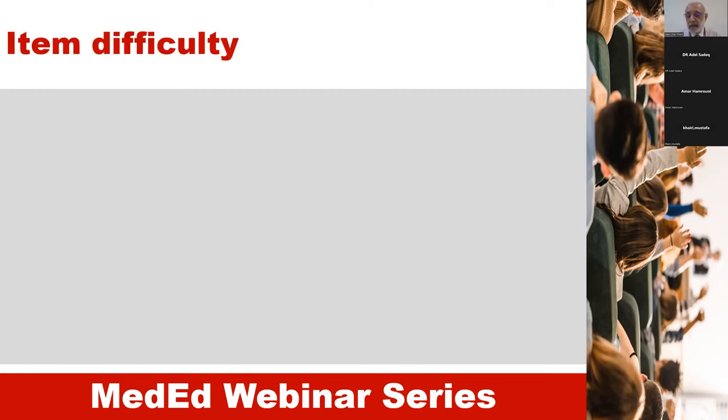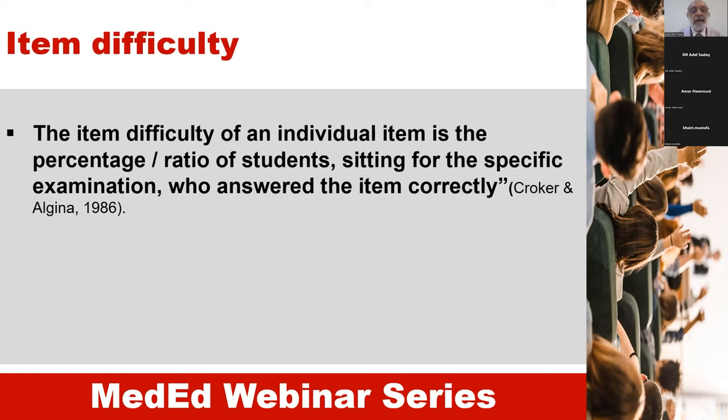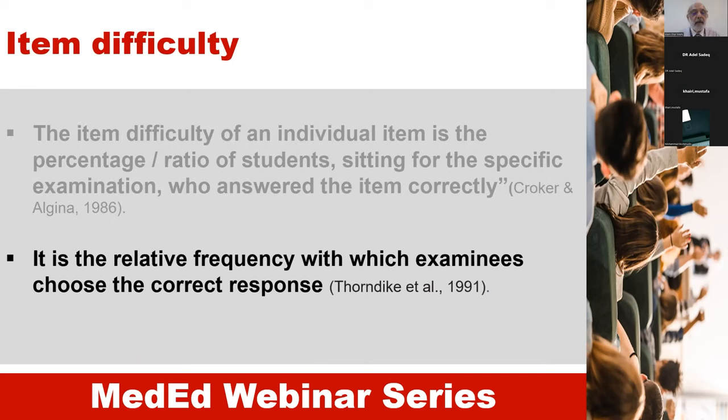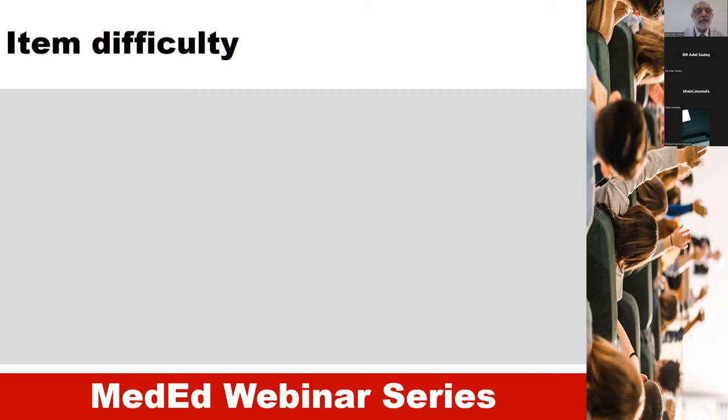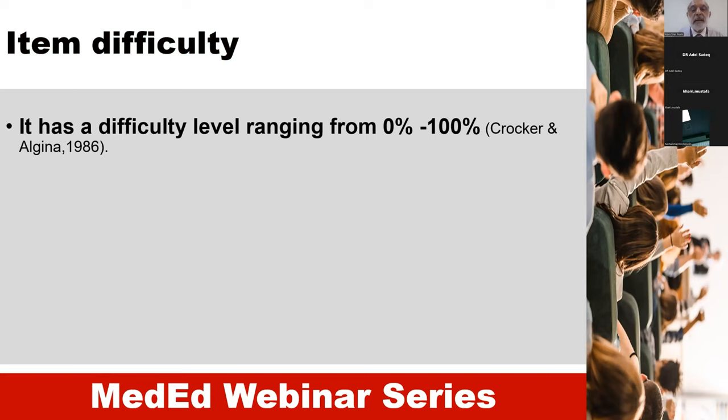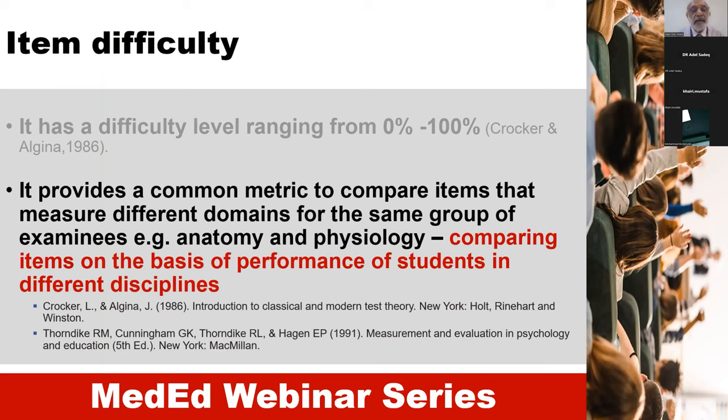Now, talking about the item difficulty, the item difficulty of an individual item is the percentage or ratio of students sitting for the specific examination who answered the item correctly. So it is a ratio or a percentage and depends upon the number of students who answered correctly. It is the relative frequency with which examinees choose the correct response. It has a difficulty level ranging from 0% to 100%.